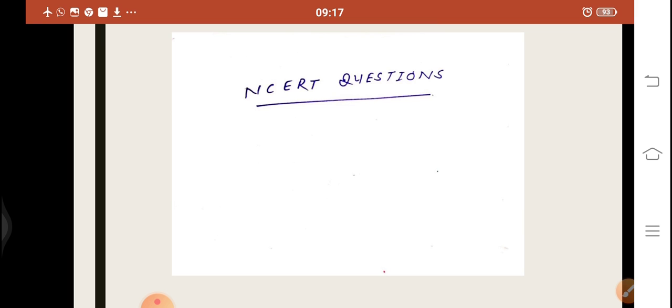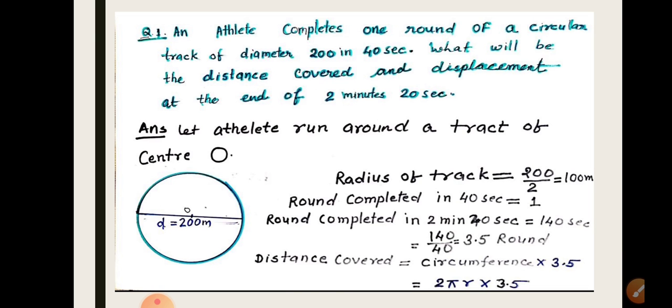Now, in this chapter we also discussed the NCERT in-text questions. Today, one by one, we will discuss the main questions. So this is the first question. An athlete completes one round of a circular track of diameter 200 meter in 40 seconds. What will be the distance covered and displacement at the end of 2 minutes 20 seconds?